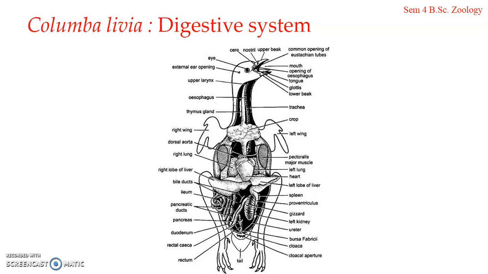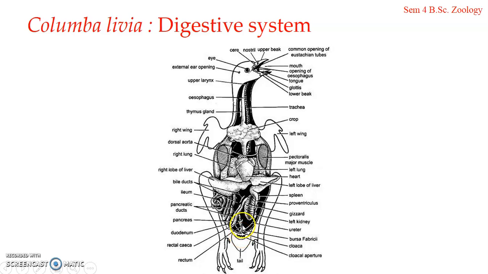Now the alimentary canal of pigeon is long, tubular, and coiled, and it comprises the mouth, the opening, the buccal cavity, the pharynx, the esophagus, the crop of the esophagus, then the stomach region, the proventriculus and gizzard, which form the stomach region, the small intestine, the large intestine, ending up in rectum and opening out through the cloacal aperture.